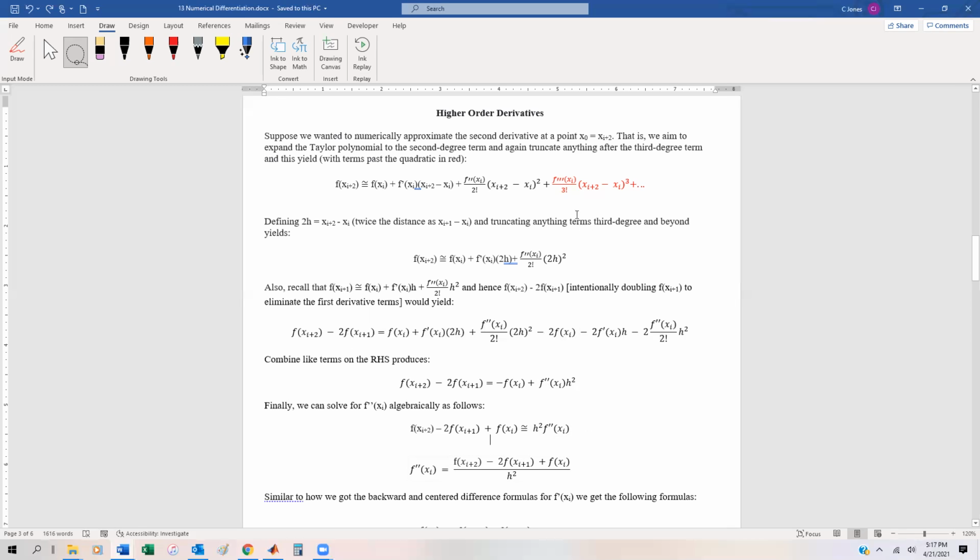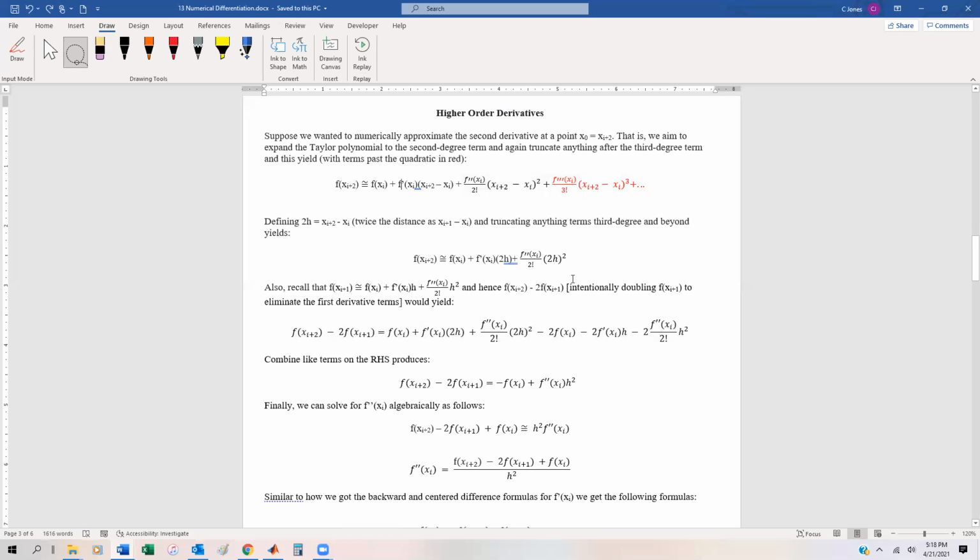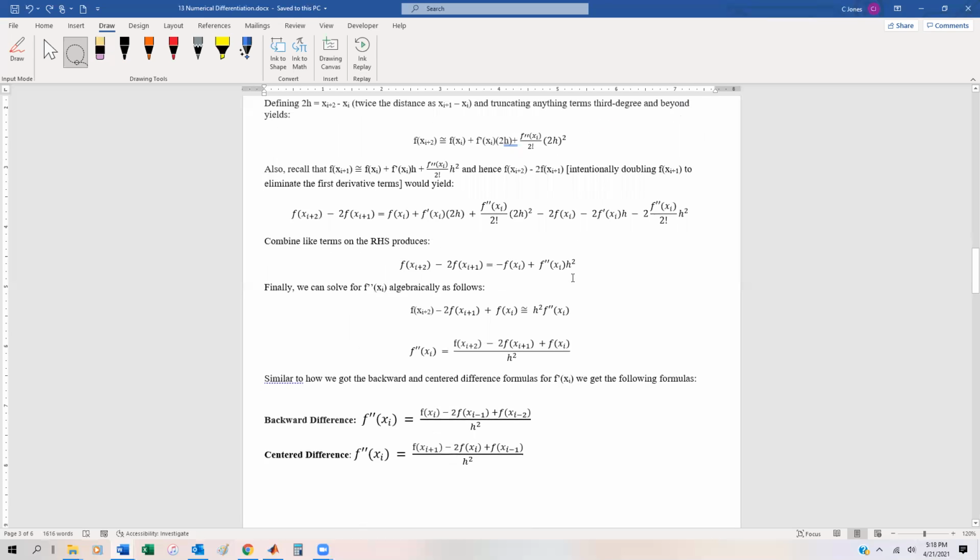Now, if you wanted the third derivative, guess what you would do? You would have f x sub i plus 3, and this would be part of your Taylor expansion, but then you'd go out to the fourth derivative. And then you'd have to strategically try to eliminate the second derivative and the first derivative to get everything in terms of the third derivative. And then everything past that would be your error. So this is sort of like the algorithm that you would use to numerically approximate second, third, fourth, fifth order derivatives.